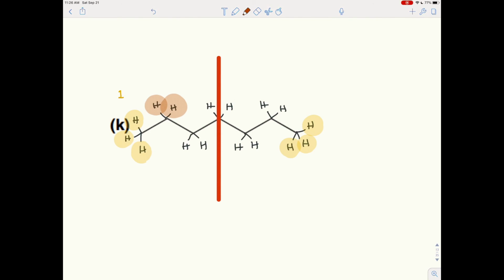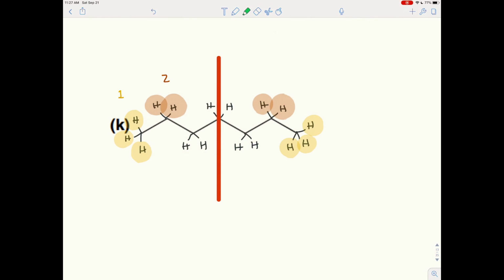The next hydrogens, those have a methyl group to the left, and the rest of the molecule to the right. So that's a second electronic environment, and because of the symmetry, the hydrogens on the other side of the line of symmetry will be in the same electronic environment. Methyl group to one side, the rest of the molecule on the other.